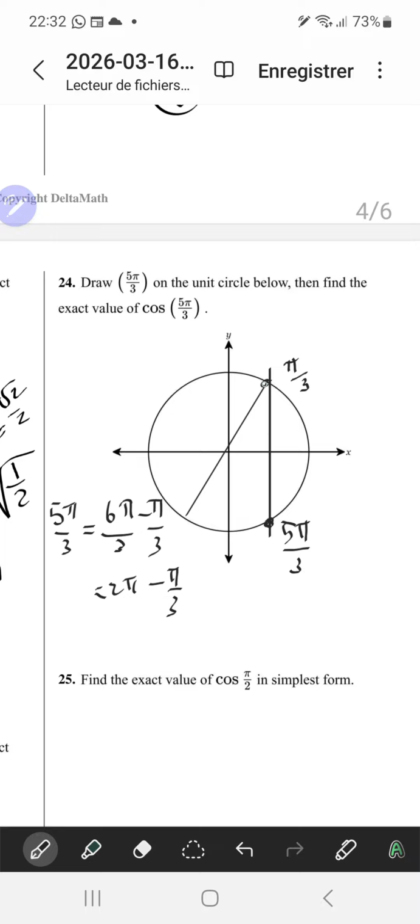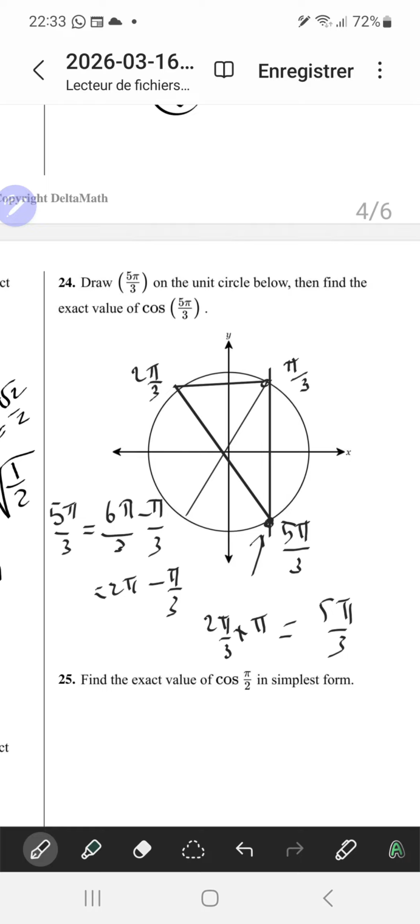You can do it by another technique, because we know that here we have 2 pi over 3. So we do it with the diagonal. This point will be what? 2 pi over 3 plus pi, which is 5 pi over 3. So both techniques are available.